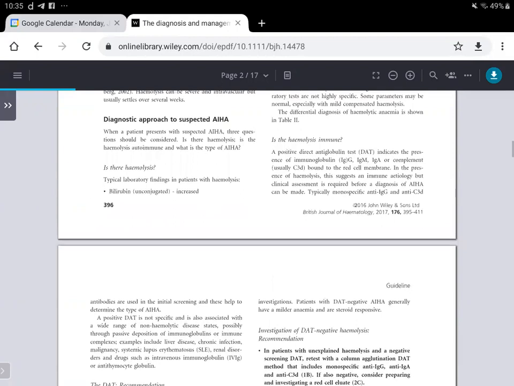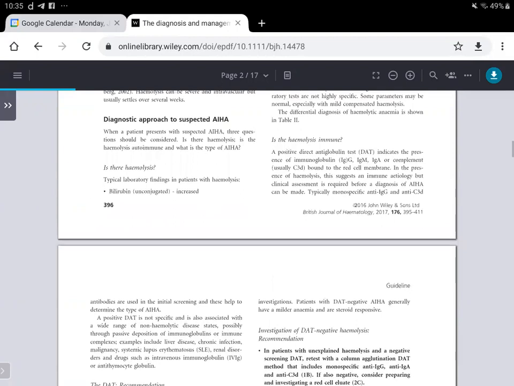Now for cold hemagglutinin disease secondary causes, since it is mostly IgM associated, the causes are all the M's: malignancy, mycoplasma, infectious mononucleosis, and also Waldenstrom macroglobulinemia, along with CLL and NHL. And then also post-allogeneic hematopoietic stem cell transplant in autoimmune diseases.